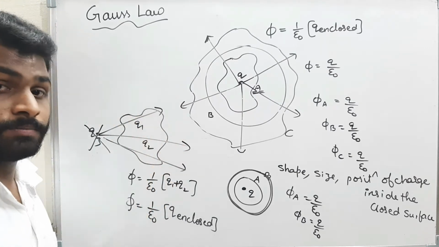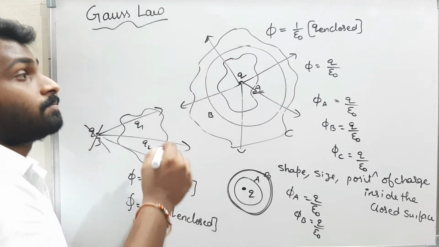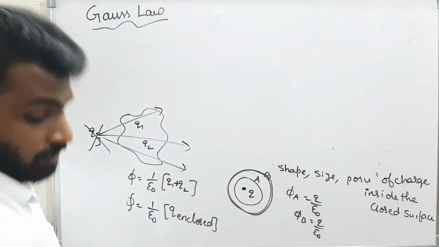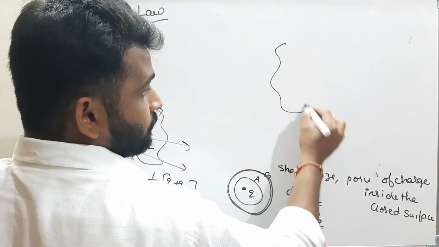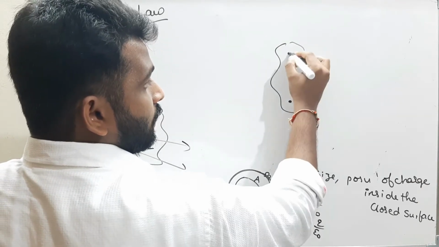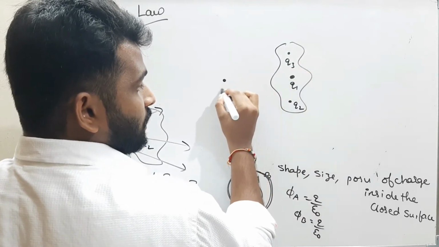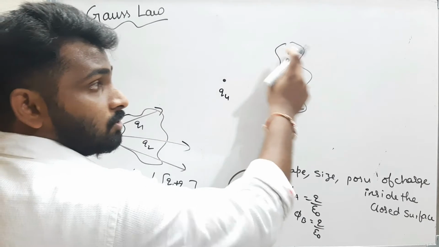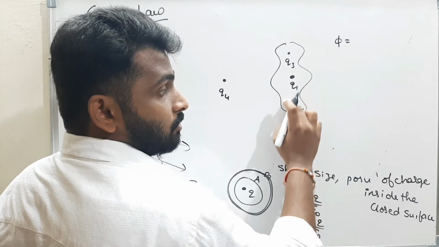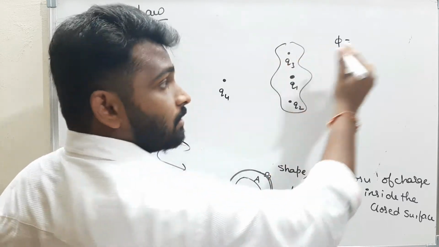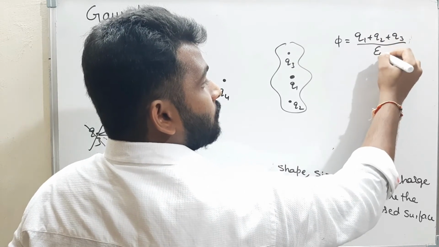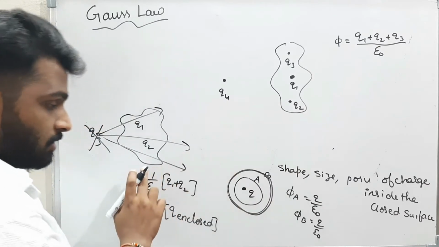And one more important point. Observe carefully. If this is the body, and this is the charge Q1, this is the charge Q2, this is the charge Q3, and this is the charge Q4. Now what is the flux through this closed surface? The flux through this closed surface is nothing but, what is the charge enclosed? Q1, Q2, Q3. These are the charges which are present inside. Therefore the flux is Q1 plus Q2 plus Q3 by epsilon naught. And this Q4 won't give any flux. Just now we have seen.